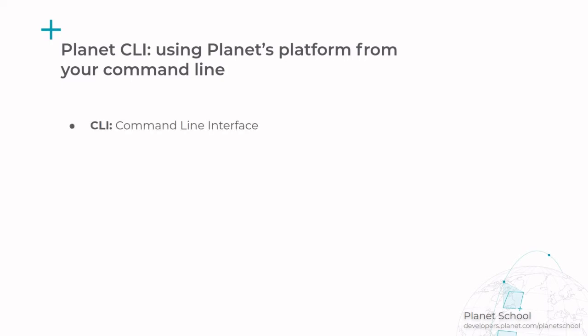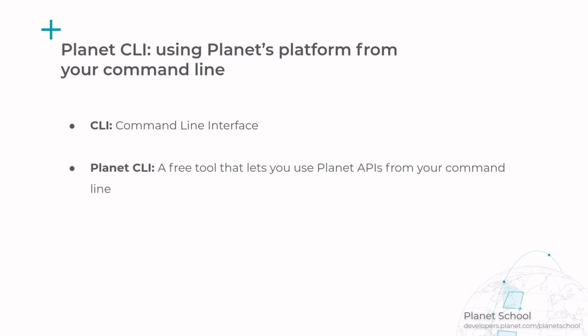So Planet CLI is a free tool that lets you use Planet APIs from your command line without writing any code. This can be a great way to make use of Planet's APIs, especially if you already have workflows that use CLIs, or maybe if you're looking for a way to automate and streamline some processes without going straight to just writing your own code.